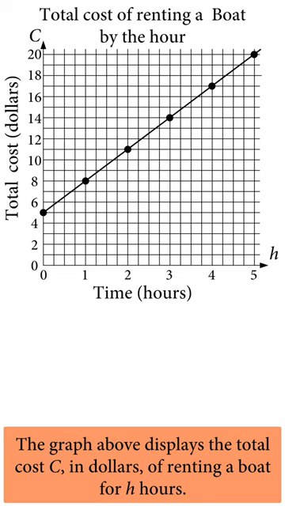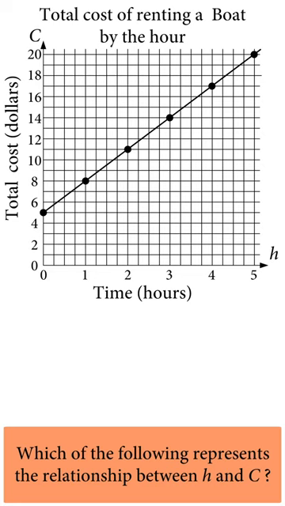The graph of the line displays the total cost C in dollars of renting a boat for H hours. Which of the following represents the relationship between H and C? The graph of the line can be represented in the form of y equals mx plus b, or in this case, C equals mH plus b.